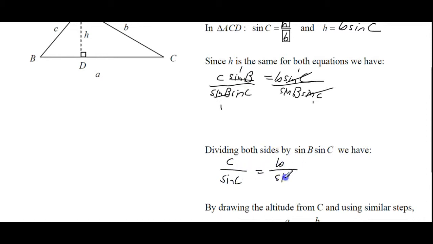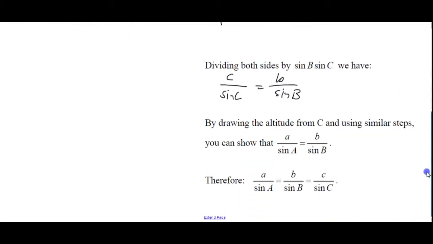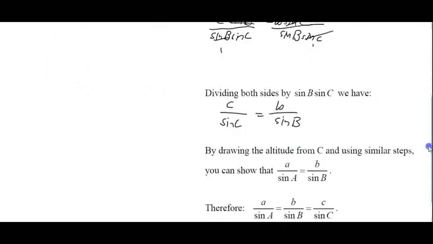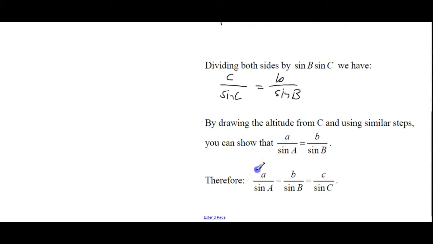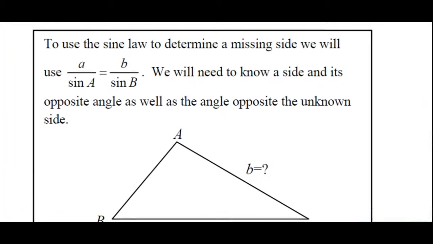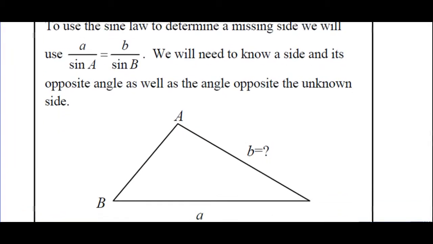If we drew the altitude from C and used similar steps, you would show that a over sine A is equal to b over sine B. Right? If we drew the altitude, it was kind of not nice looking, but we could do it. And therefore, we get the sine law. So that's the proof.